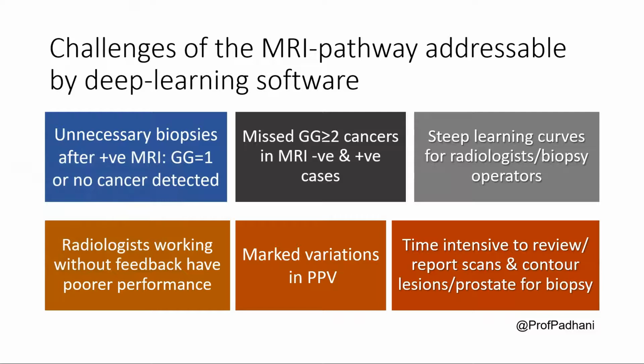However, there are still a number of challenges for the MRI pathway. 1 is that we still do a lot of biopsies and we diagnose no cancers or just indolent cancers. In other words, the positive predictive value is not as high as we would like. It's probably around about 50%. We also know that when we target biopsies we miss. And when we don't do biopsies, we miss. So we miss clinically significant cancers in both positive and negative cases.